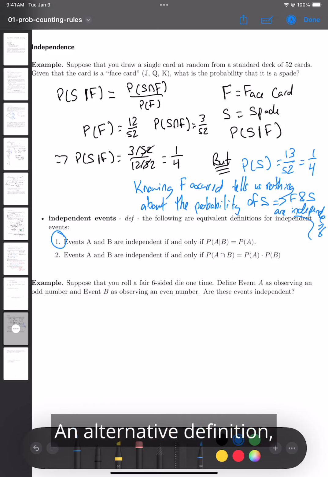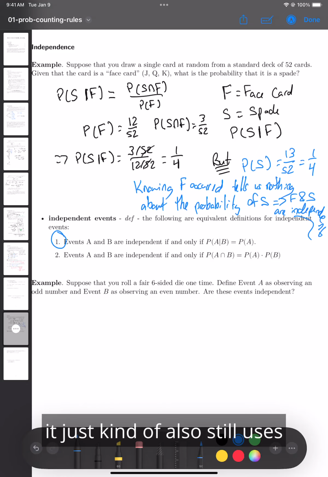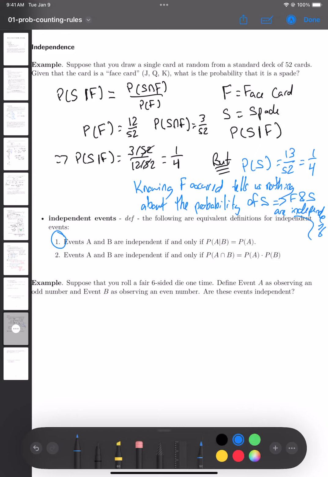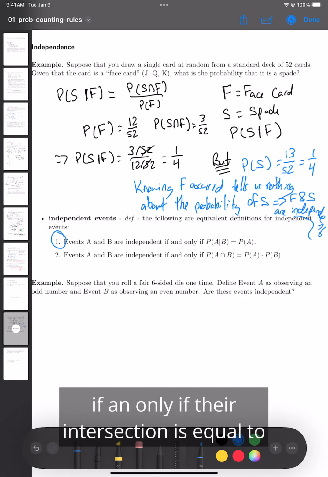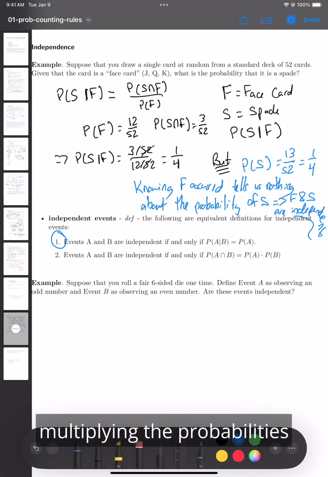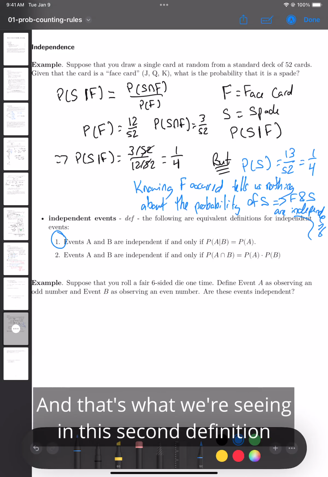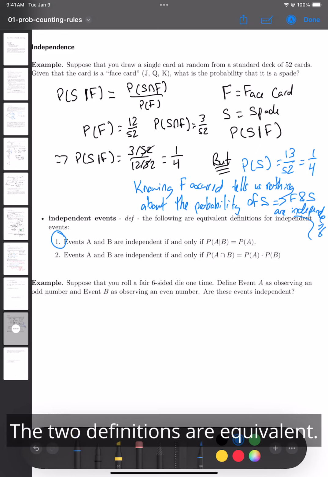An alternative definition, which still uses that conditional probability definition, is that events A and B are independent if and only if their intersection is equal to multiplying the probabilities of those two events individually together. And that's what we're seeing in this second definition of independent events. The two definitions are equivalent.